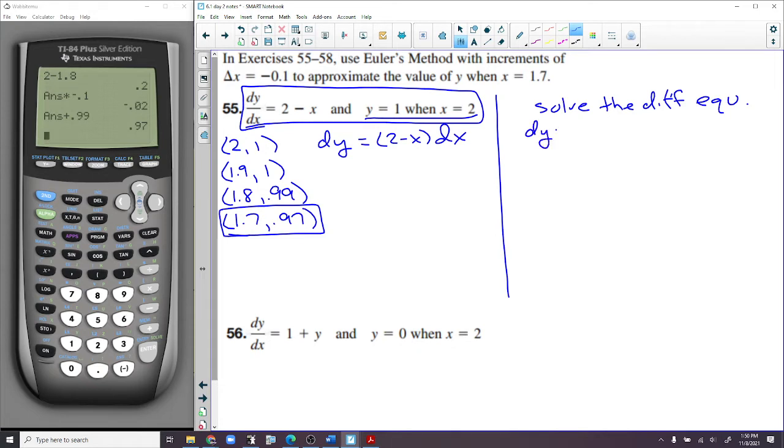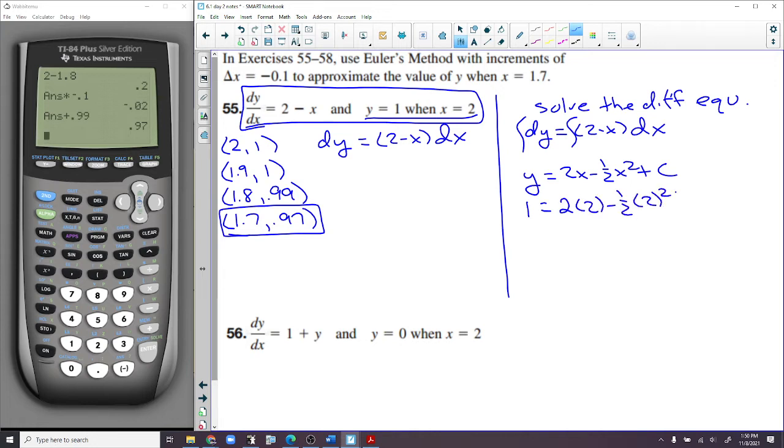Split the differential. Integrate, right? Next is integral. Y is equal to 2x minus 1/2 x squared plus c. Use the initial condition. So 1 is equal to 2 times 2 minus 1/2 times 2 squared plus c. 1 is equal to 4 minus 2, 2. So c is equal to negative 1, and now we plug that back in. So y equals 2x minus 1/2 x squared minus 1. There is solving the differential equation.